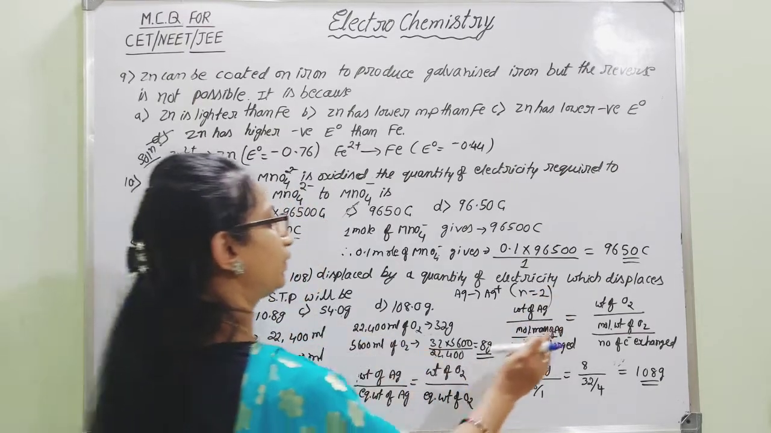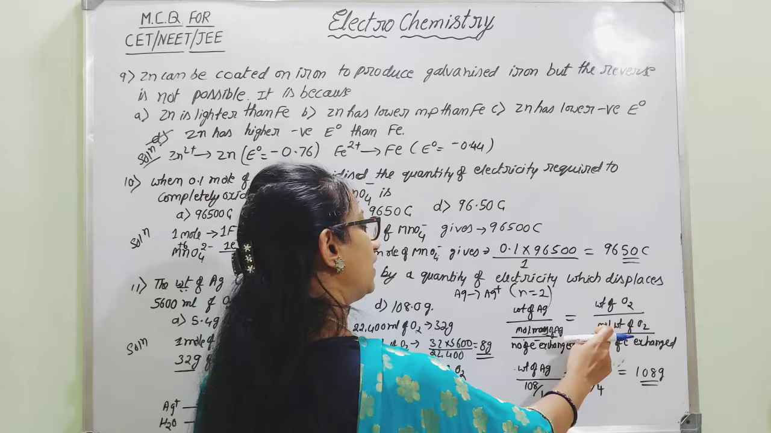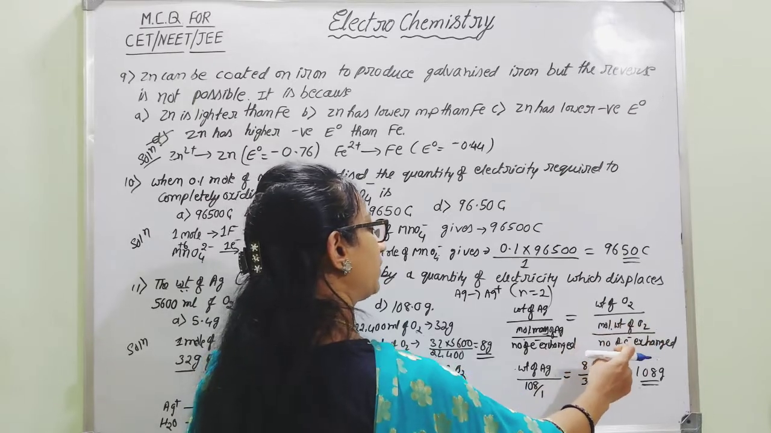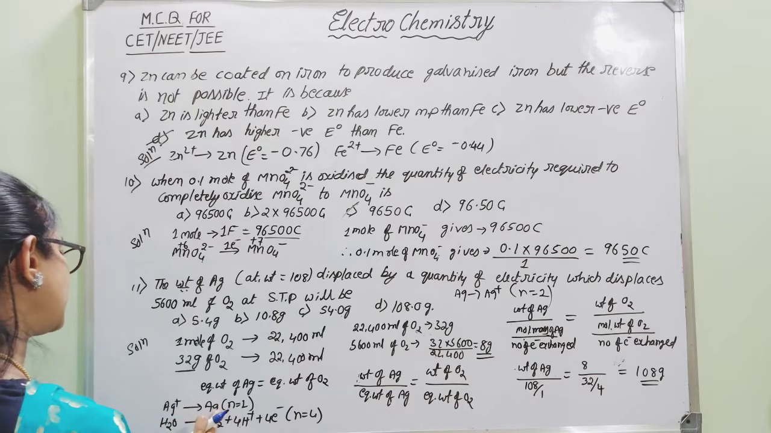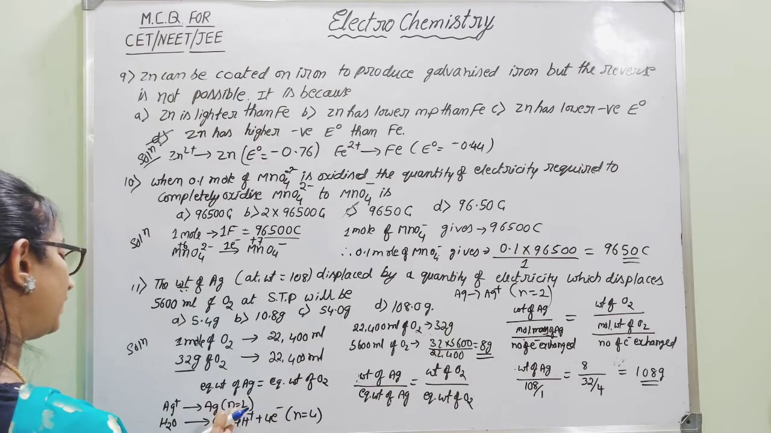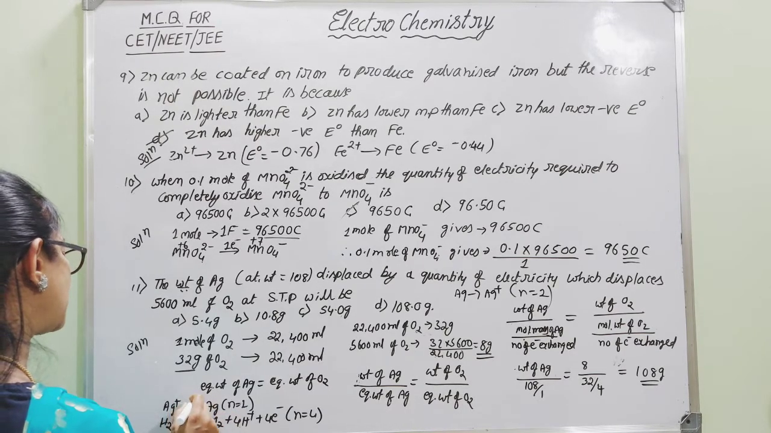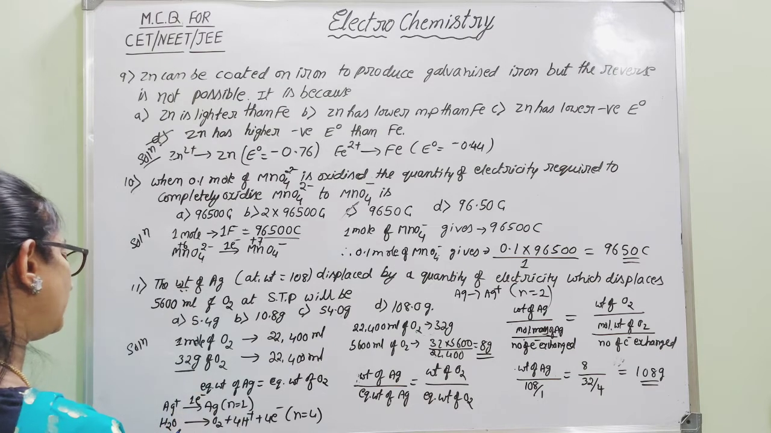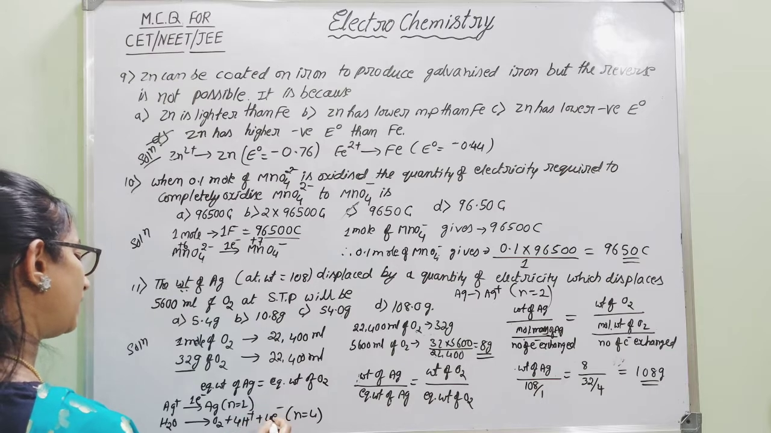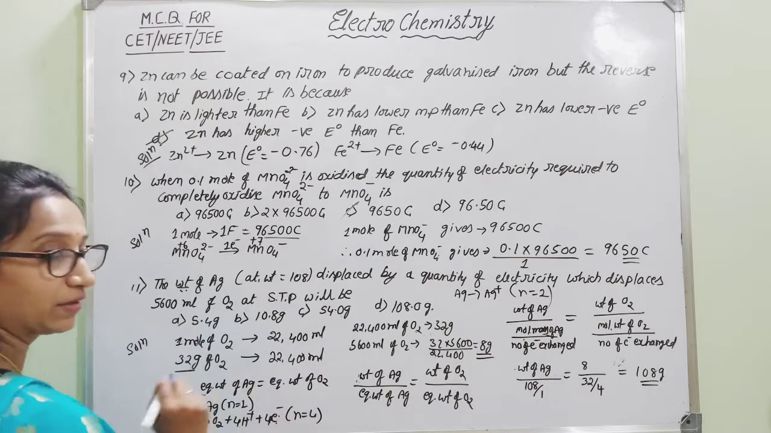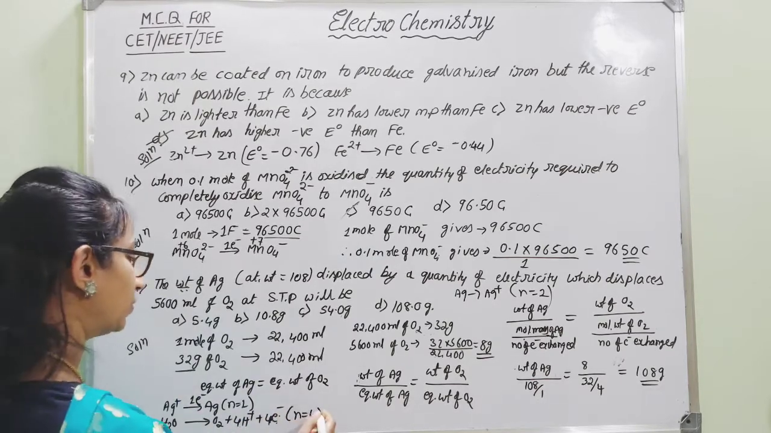And here if we go for oxygen, so for molecular weight of oxygen divided by number of electrons exchanged, we can say here Ag plus Ag conversion, it has only one electron exchange. But with respect to water dissociation to give oxygen, so 4H plus plus how many electrons get liberated? 4 electrons. Therefore, N value is equal to 4.